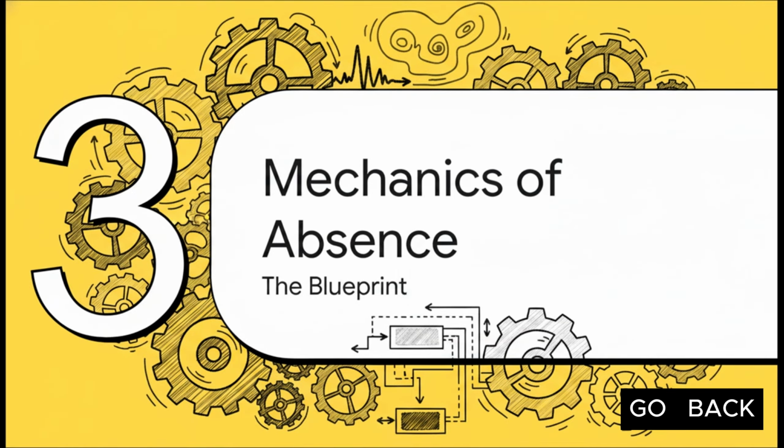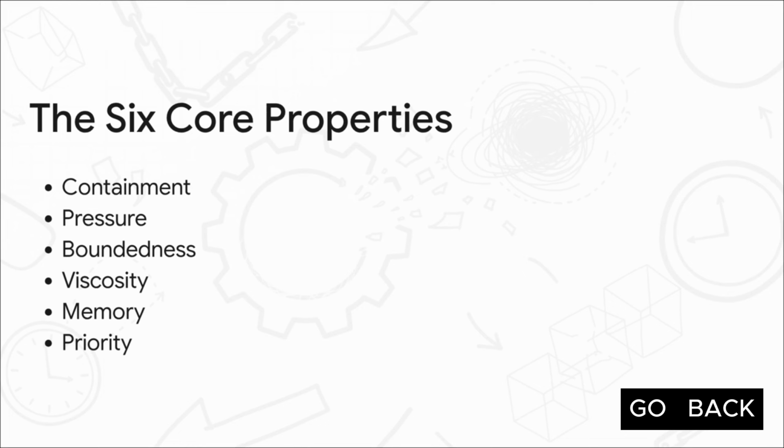Section 3. The mechanics of absence. The blueprint. Okay, so if the Mulu is completely full, it definitely isn't dead space. In fact, it operates like a massive machine with distinct measurable properties. The source actually isolates 6 core properties that dictate exactly how this machine works: containment, pressure, boundedness, viscosity, memory, and priority. Let's take these apart one by one to really understand how absence governs our reality.